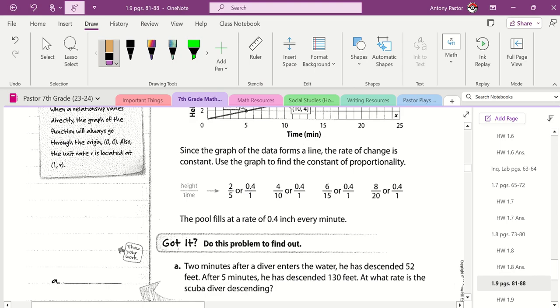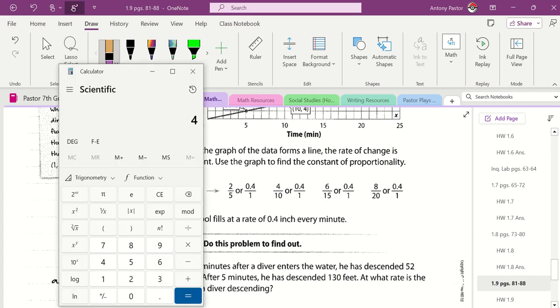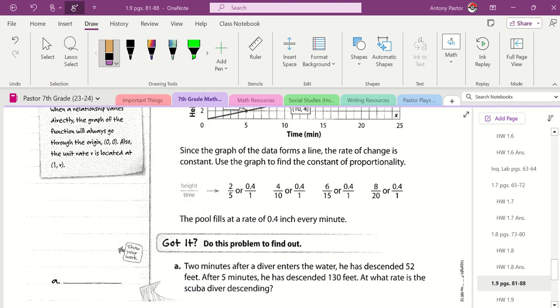And then all of these, as you can tell, would all match up if I were to divide all of them by their denominator. So if I were to divide 4 by 10, it would be 0.4. 6 divided by 15, 0.4. 8 divided by 20, 0.4. Therefore, our constant rate of change is there. The pool fills at a rate of 0.4 inches every minute.